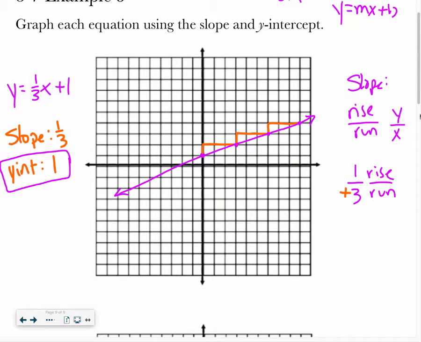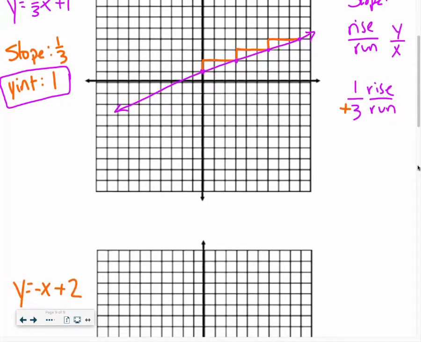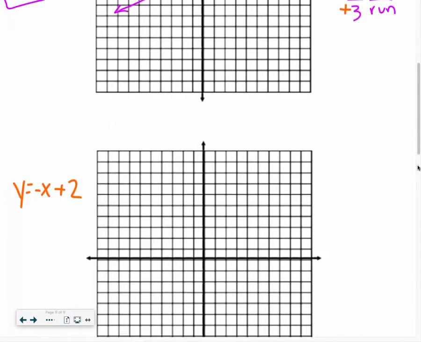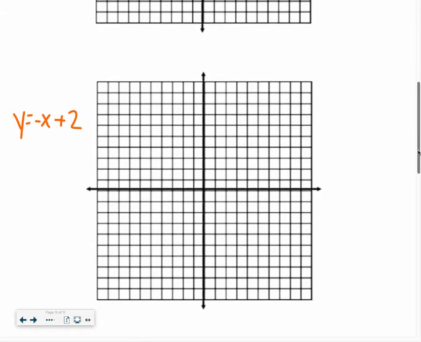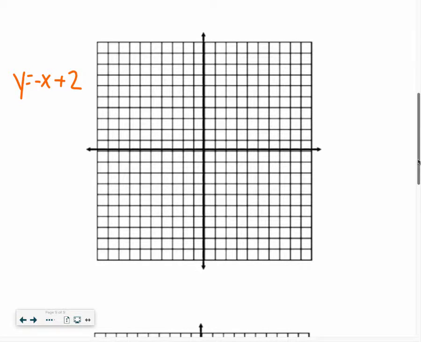Let's try another one. Okay? So now we have the problem y equals negative x plus 2. So again, let's identify what is our slope and what is our y-intercept. So our slope, we have a negative x, so that means our slope is -1. There's that invisible 1 there. And our y-intercept is going to be a positive 2.